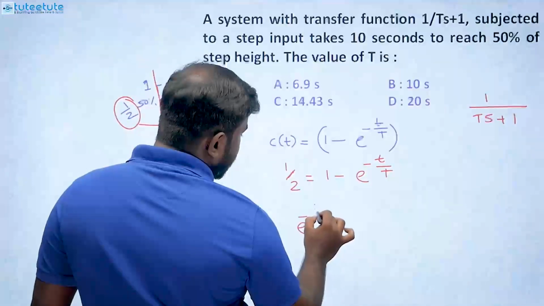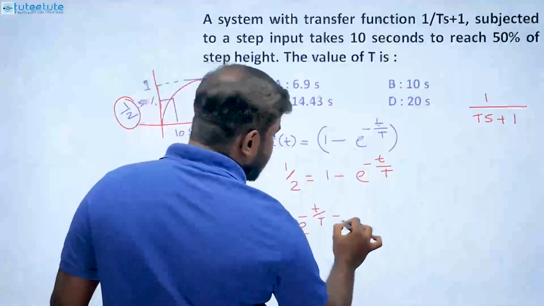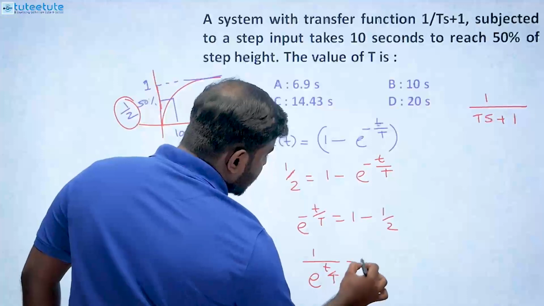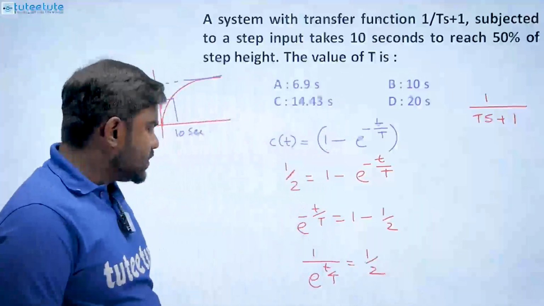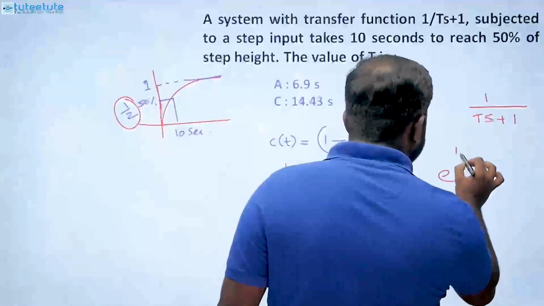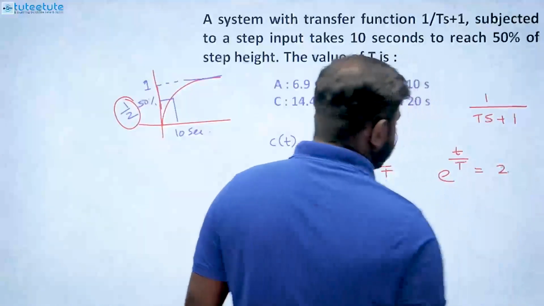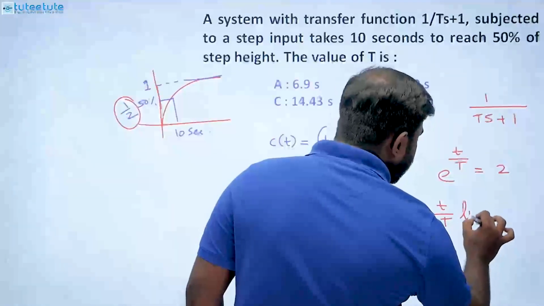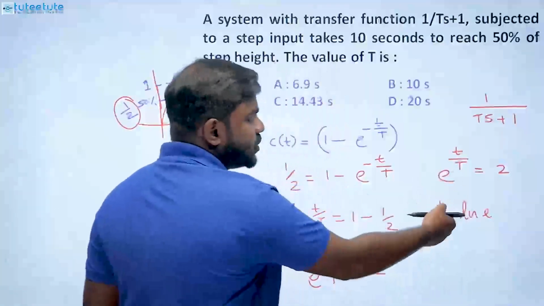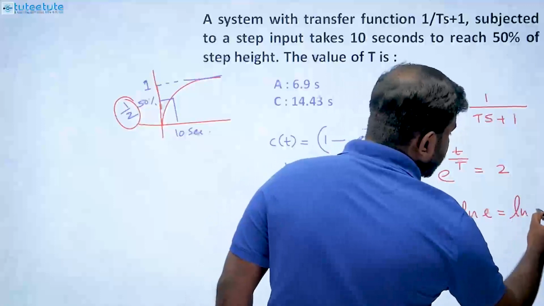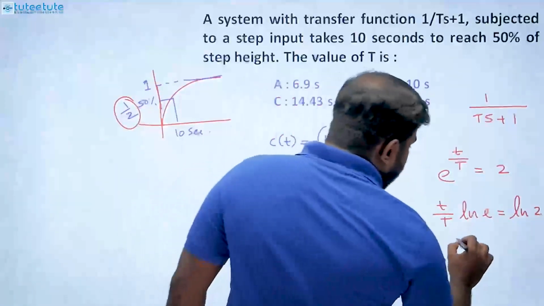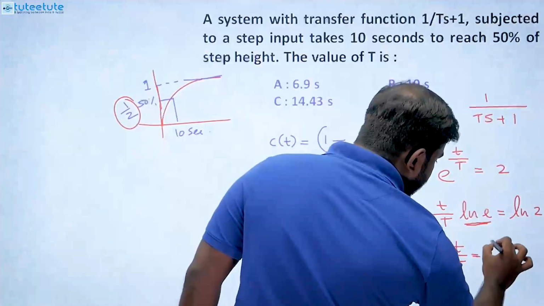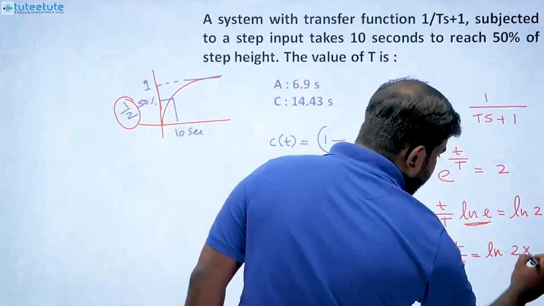So e raised to minus t by tau comes to the left side and this half goes there: 1 minus 1 by half. So 1 divided by e raised to t by tau would give you half. Clear? So you will get e raised to t by tau is equal to 2. When you apply natural logarithm on both sides, you get t by tau equal to natural logarithm of 2, since natural logarithm of e is 1.